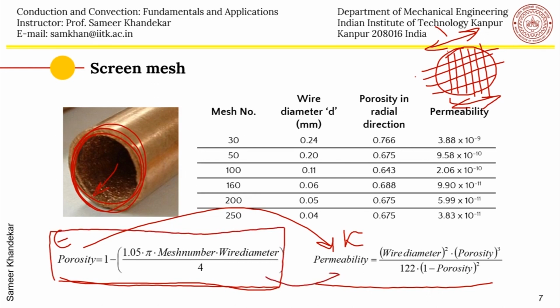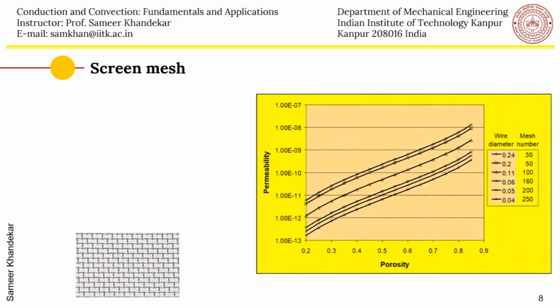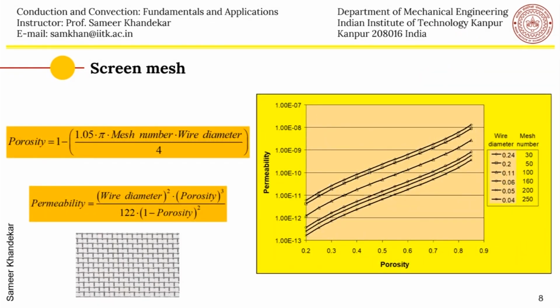So this is a screen mesh, as I was explaining, and you can see I have plotted the nonlinear relationship between the permeability and porosity for different mesh numbers, and you can see typically it has a certain shape for such type of wire meshes, which we have just seen in the previous slides. The wire mesh capillary structure.